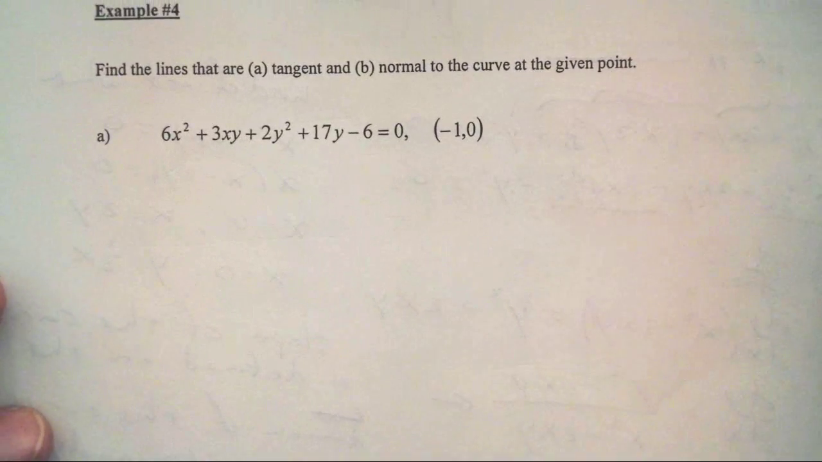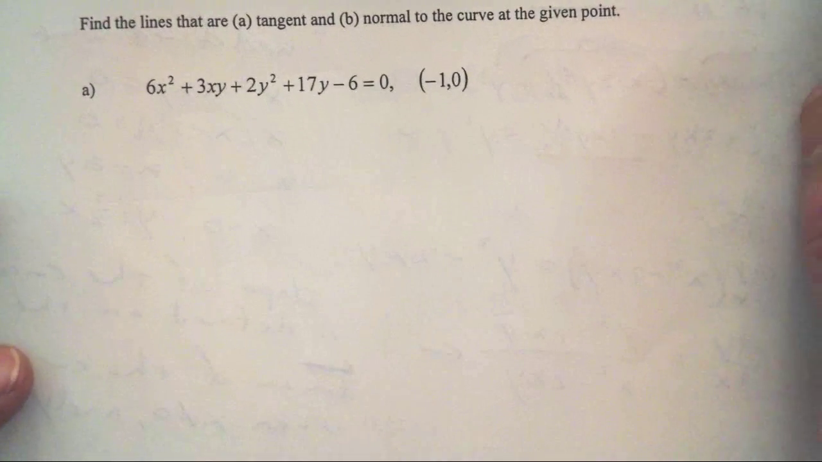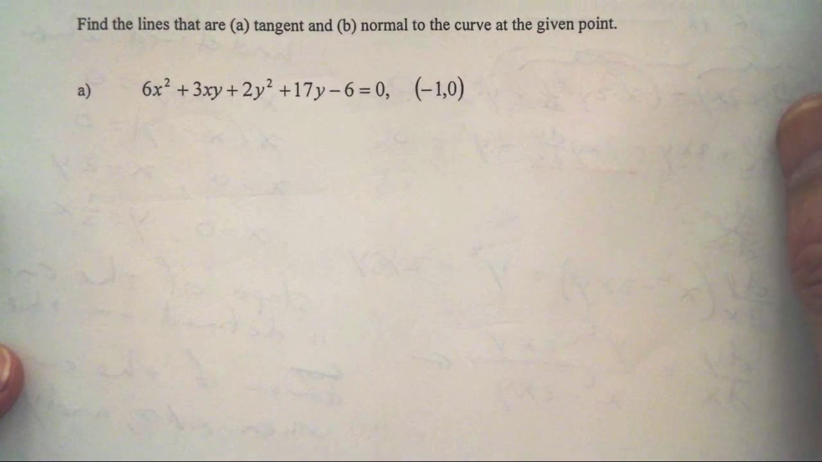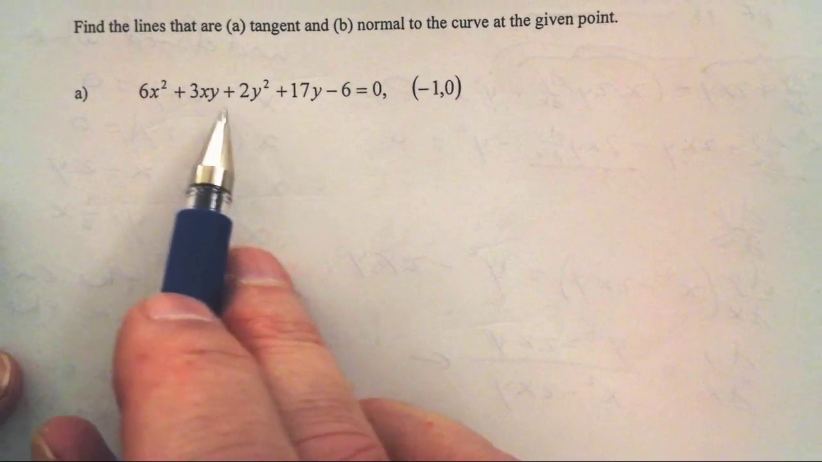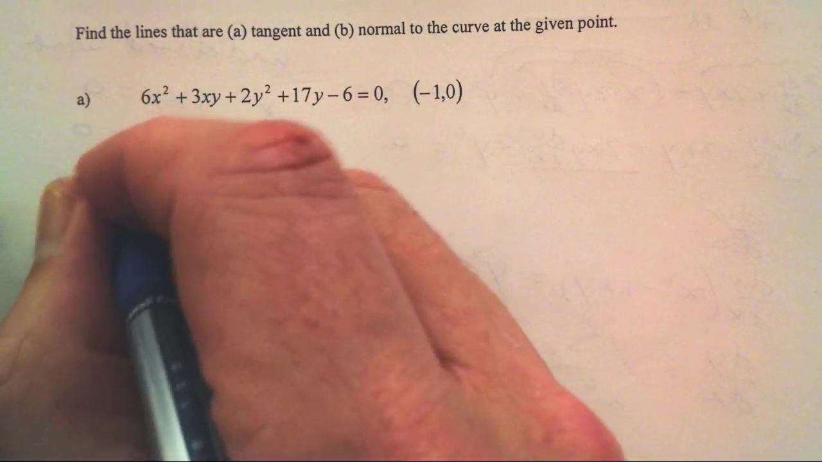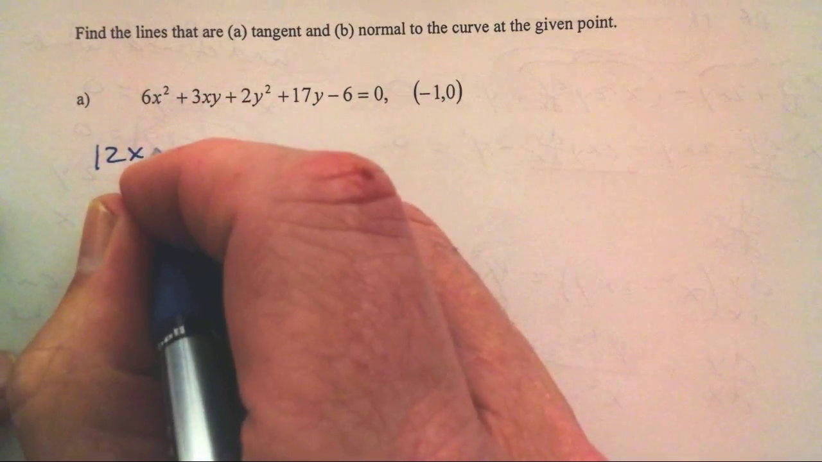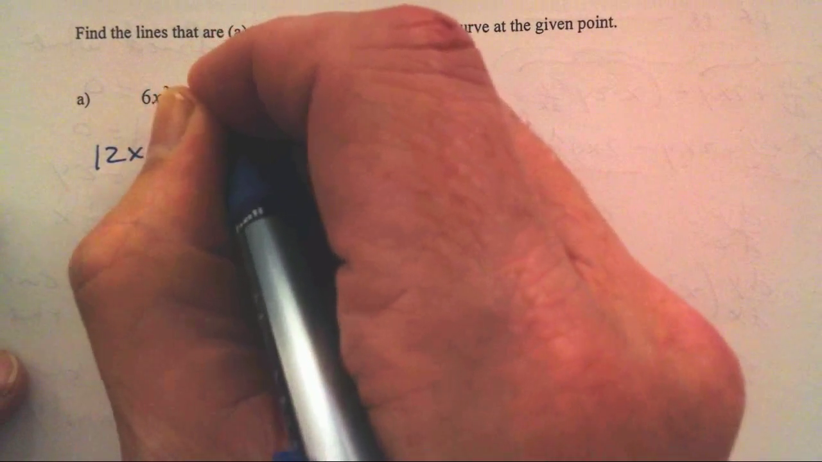Okay, let's run through this. Find the lines that are tangent. Oh, we are so ready for this. We're going to find the tangent and the normal. We warmed up. Again, you could probably pause this right now and give this a shot. Derivative: 12x, that was a breeze, plus product rule.